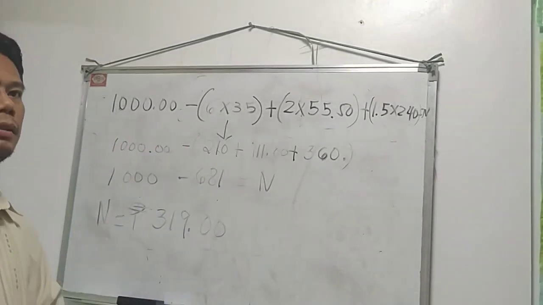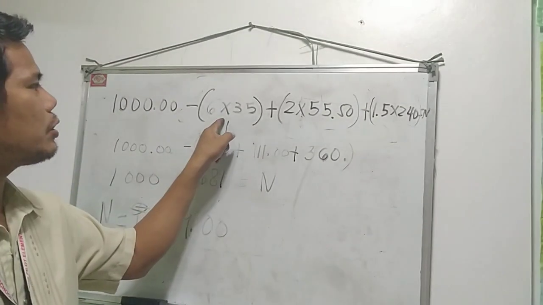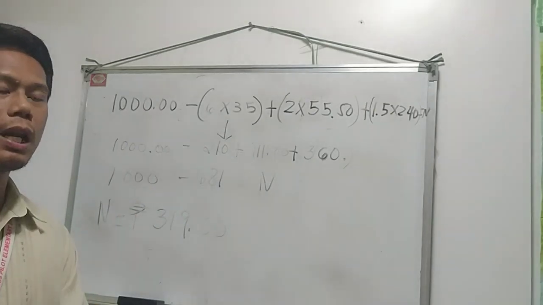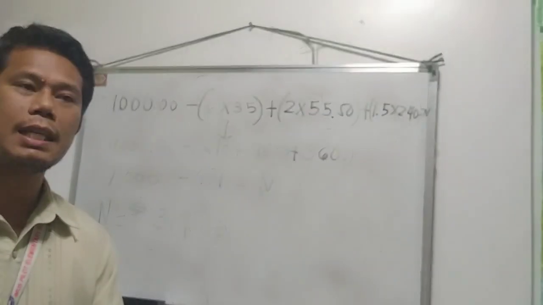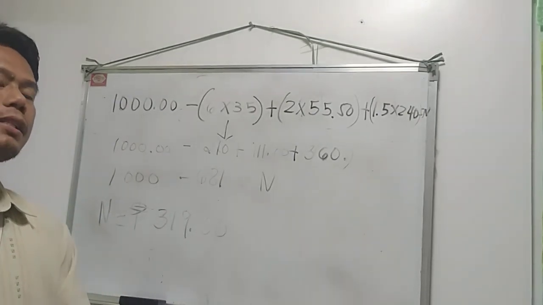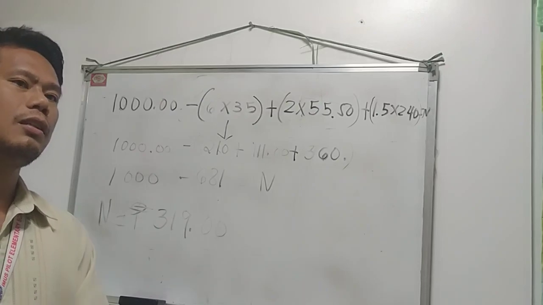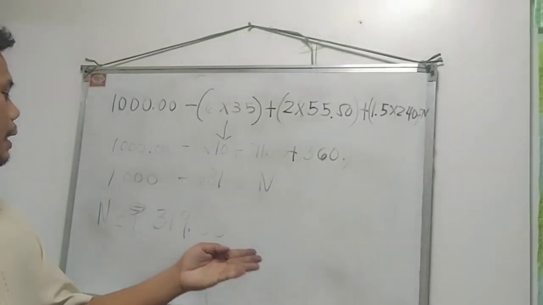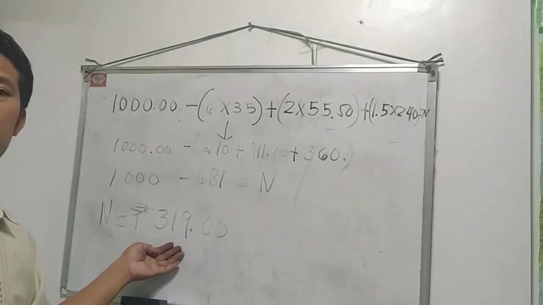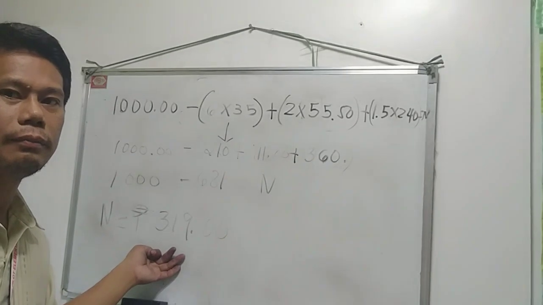peso bill. Then the operations that we are going to use are multiplication, addition, and subtraction. That is why that kind of problem we call a non-routine problem. So what is the answer? The change Jade received for her 1,000 peso bill is 319 pesos. Let's have another example.